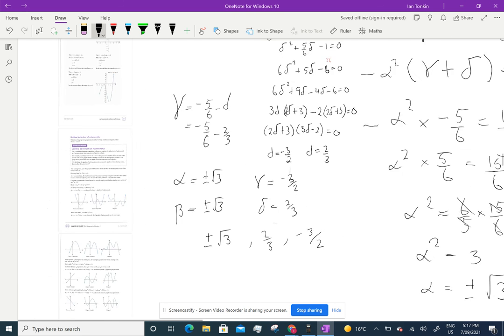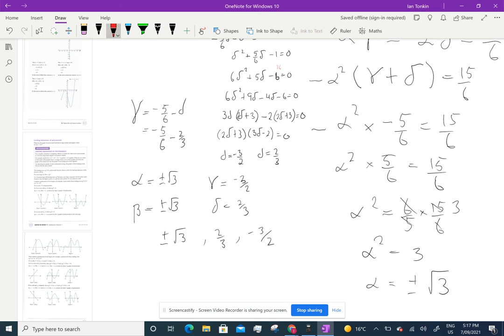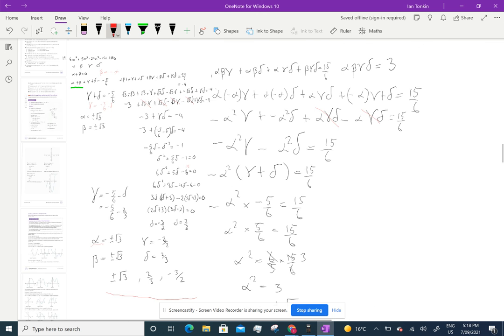Whichever one, so here's where you've got to be smart. If you choose plus root 3 for alpha, beta will be minus root 3. If you choose minus root 3 for alpha, beta will be plus root 3. If you choose minus 3 on 2 for gamma, delta will be 2 on 3. If you choose 2 on 3 for gamma, delta will be minus 3 on 2. So the roots are those. Look, that's about it. It is complicated.